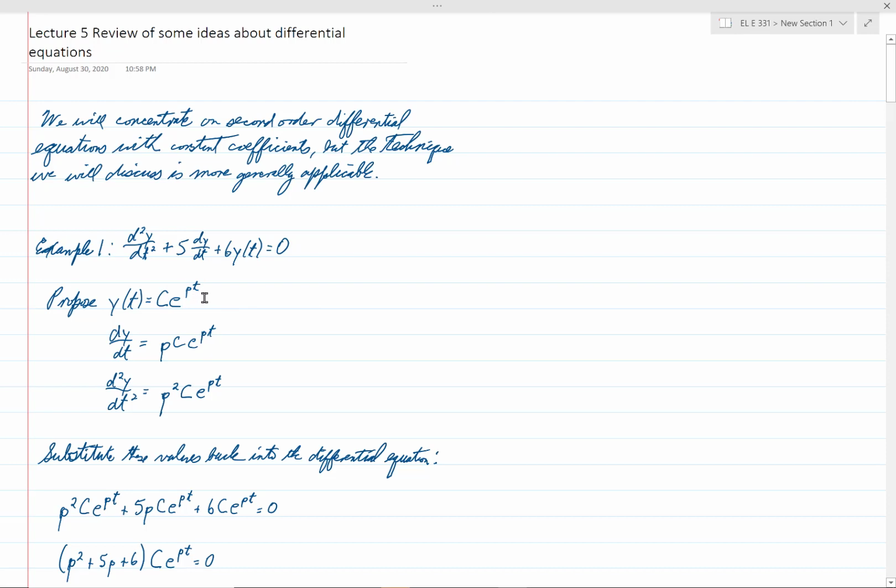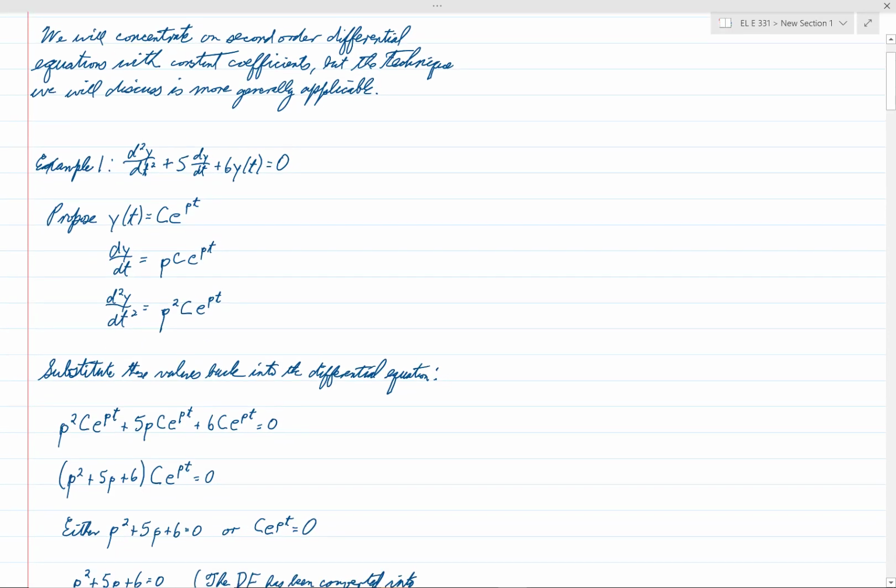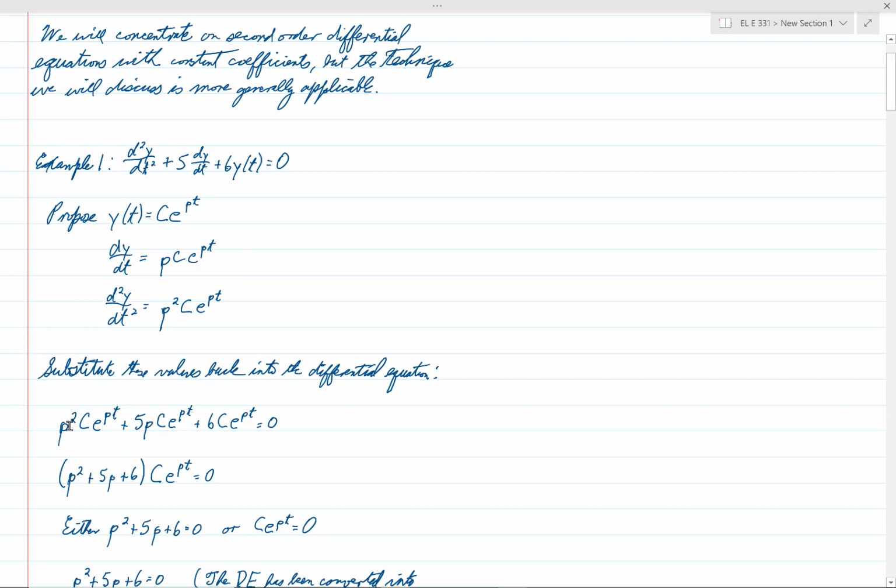If y of t is equal to c e to the pt, then dy/dt will be p c e to the pt, because remember, c is a constant, so when we differentiate, that has no effect, but when we differentiate e to the pt, we get this p. And then when we take the derivative again, we'll get another p. So we get p squared c e to the pt. Then if we substitute that for the second derivative and p c e to the pt for the first derivative, and don't forget the 5, and then substitute c e to the pt for y of t, and don't forget the 6, and then bring down the 0, we will get this.